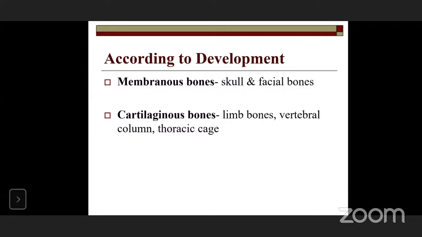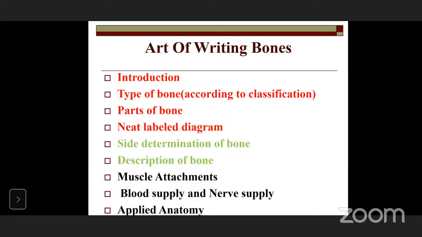And cartilaginous bone, which is initially cartilage and then converted into bone. It is called a cartilaginous bone. So the limb bones, vertebral column and thoracic cage all come under cartilaginous bone. The membranous bones are the skull bones and the facial bones. One important long bone which is membranous in origin is the clavicle. Clavicle is membranous in origin.